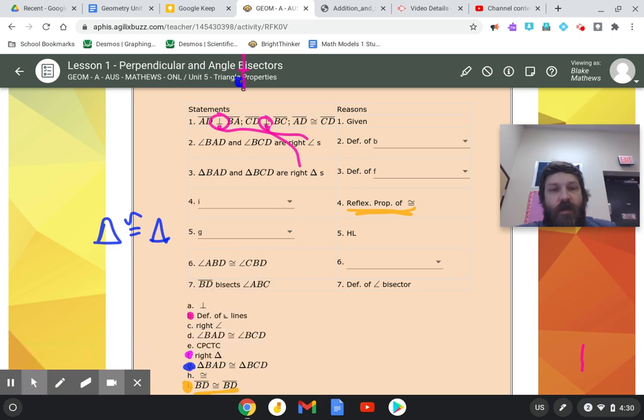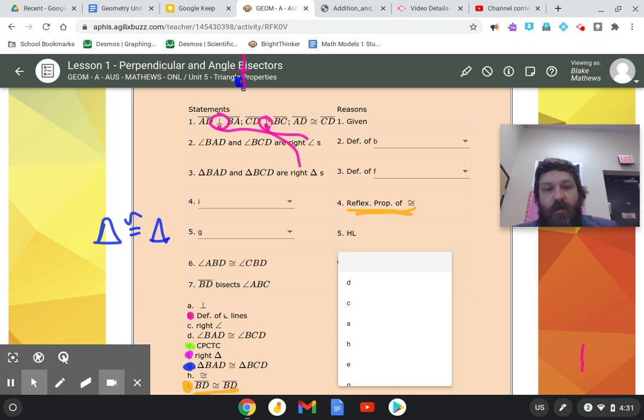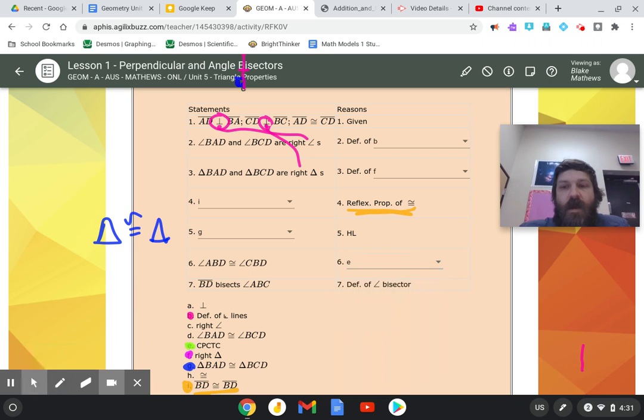Those triangles make sense because those are the triangles that we looked at in number 3. And then, as always, what follows is going to be the CPCTC statement. Always going to be the answer after you prove 2 triangles are congruent. That's answer choice E. And that finishes out our proof.